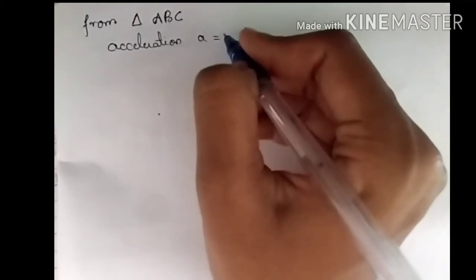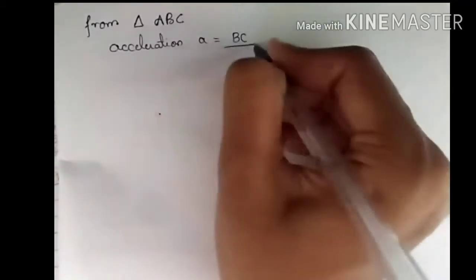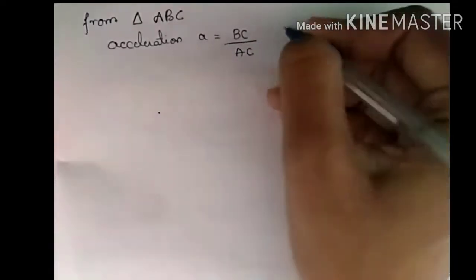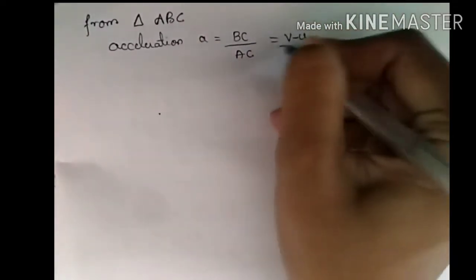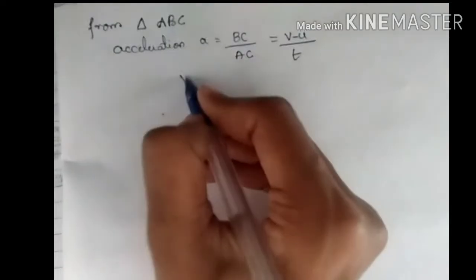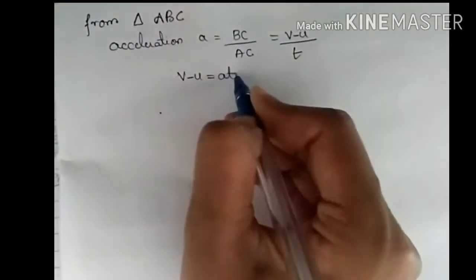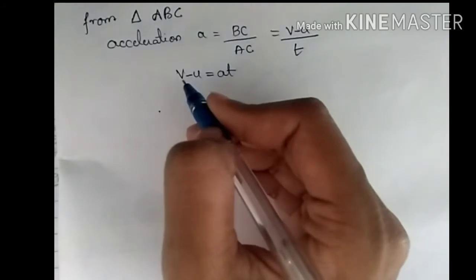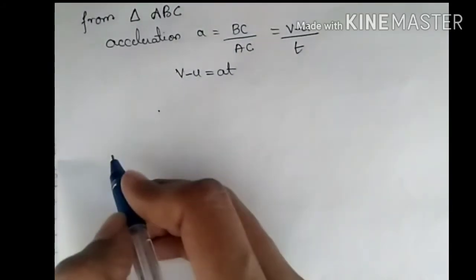Now from triangle ABC, acceleration will be written as what? Acceleration A will be equal to the slope of the line AB, that is BC by AC. BC is again V minus U, by T. So here V minus U is equal to AT. Substitute this in equation 1.